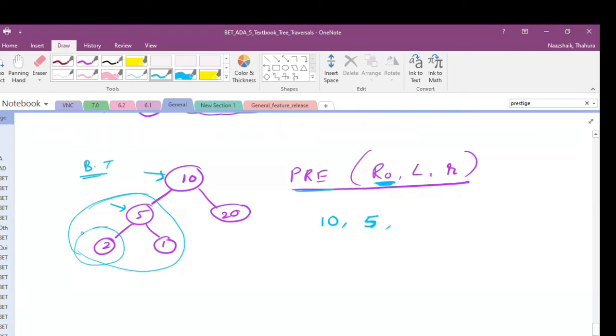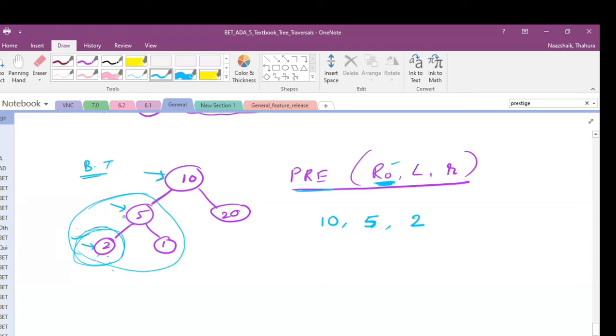So now you are going to the left subtree. In this subtree, which is the root? 2. Right? Any more subtrees here? Can I go to the left here? Because it says after root, go to left. Is there any left or right for 2? This is a leaf node, no? It doesn't have any left or right. No left, no right. That means this subtree we have completed.